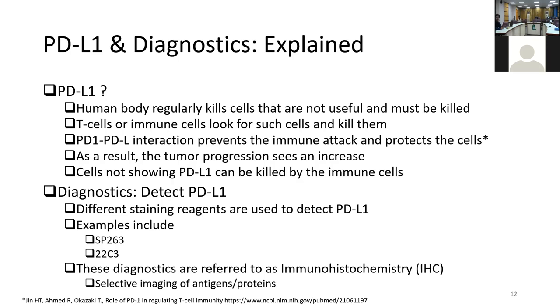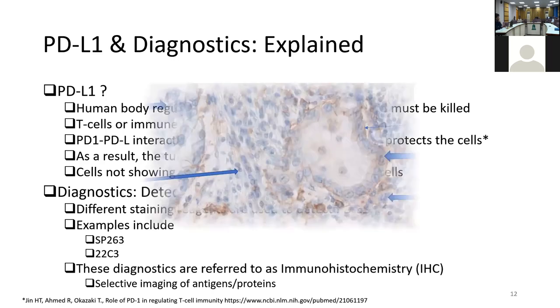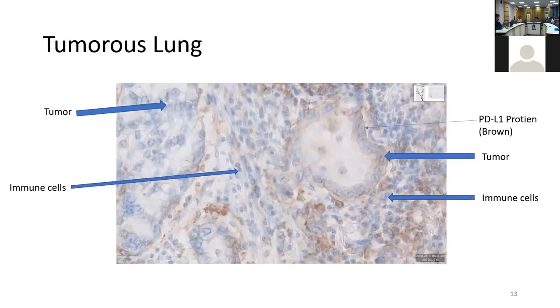So what we now do is we detect the PD-L1. We try to find out what amount of PD-L1 is there, how many cells are resistant to immune cells. We have different chemicals to do that, reagents; SP263 and 22C3 are examples. And the whole field is known as immunohistochemistry. And immunotherapy, which are the drugs that are used to treat it, are already helping people get better lifespans and better quality of life. So, how do you know the tumor is PD-L1 positive?